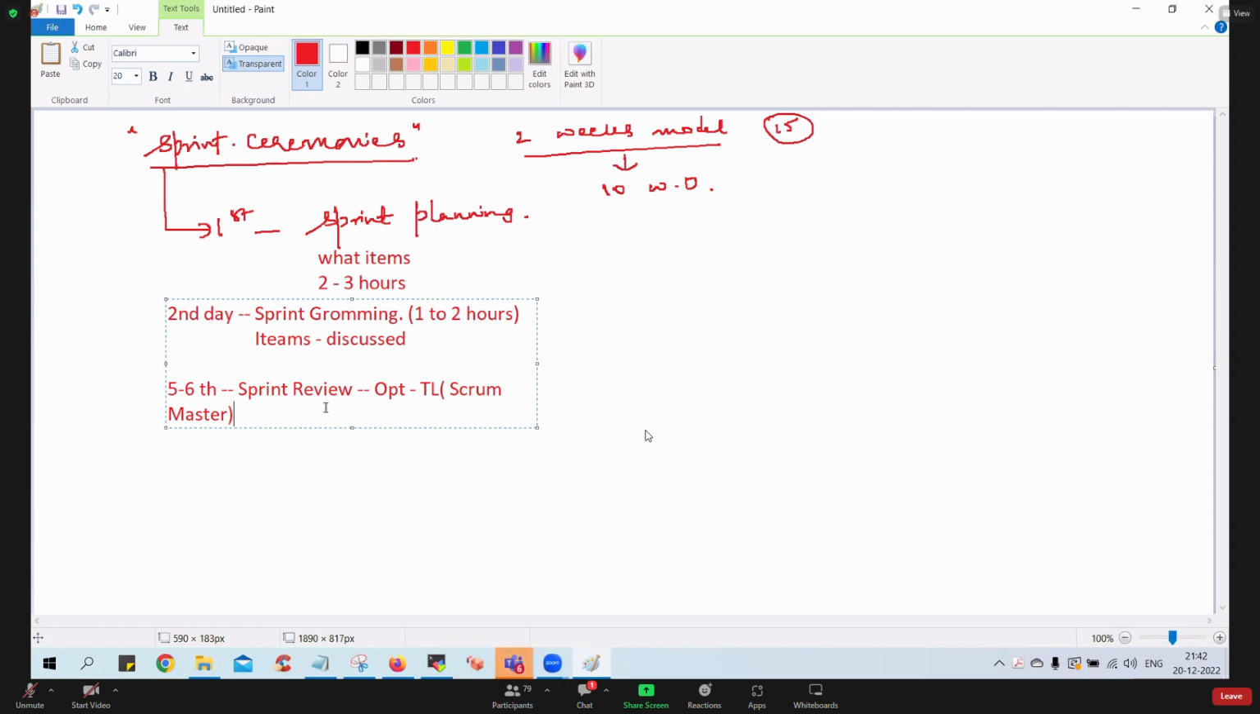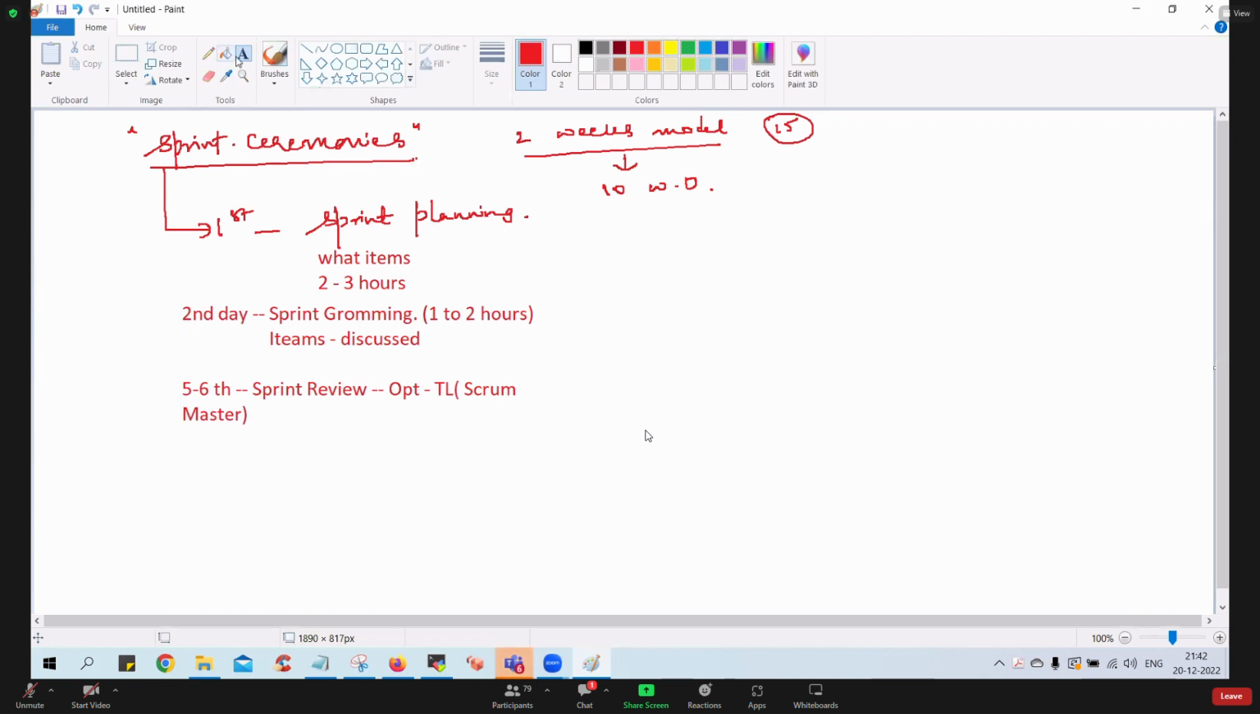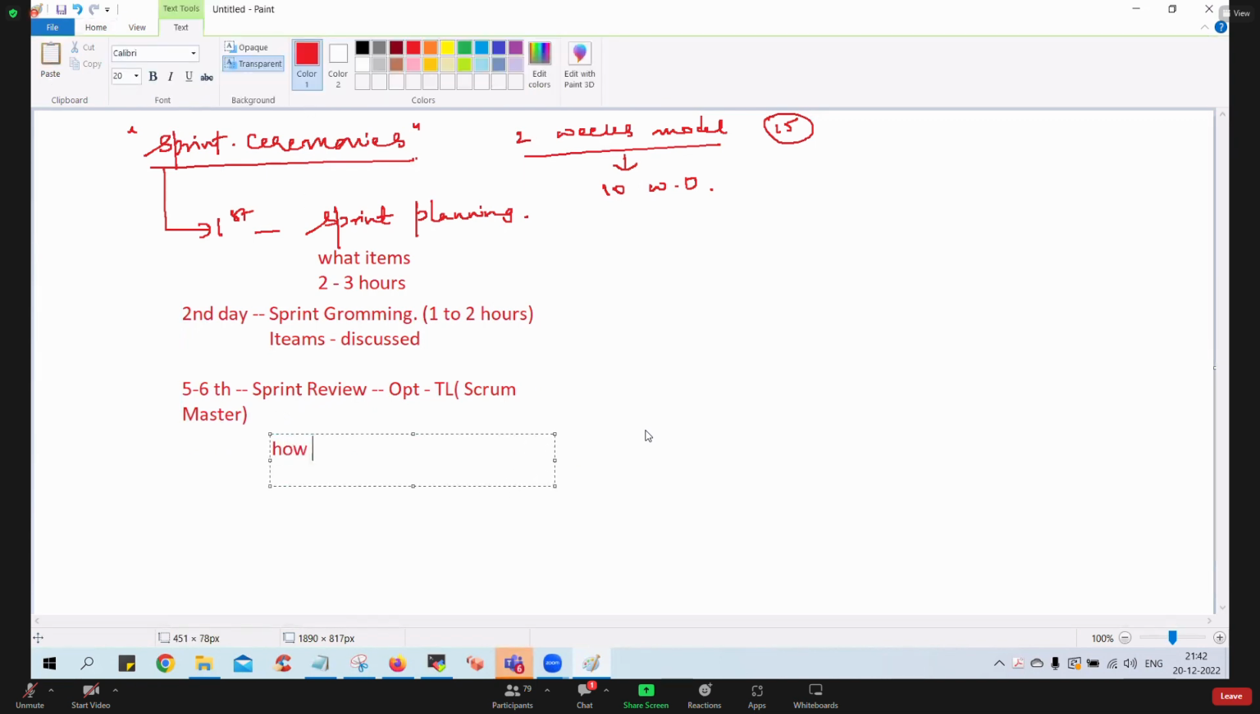The next: in that sprint review, it is at the discretionary power of the team lead or scrum master to take up the review on the 5th or 6th day and understand how much work is completed and how much is pending. So this is only to assess how much is finished and how much is pending. And keep in mind, generally this meeting will happen if he sees that things are not happening. So that's the reason it is called optional.